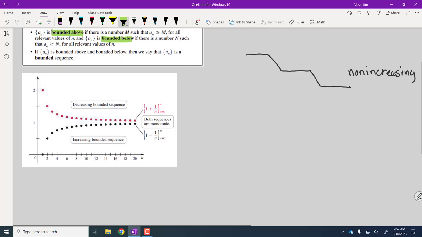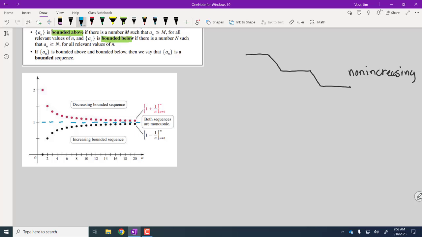So when we look right here, it appears that this red sequence is bounded below by y equals 1. It appears, and again, graphs can be very misleading, but according to this graph, it appears that the red sequence is bounded below by 1, and it appears that the black sequence is bounded above by 1. Does that make sense? Now, the red sequence is also bounded above, right?